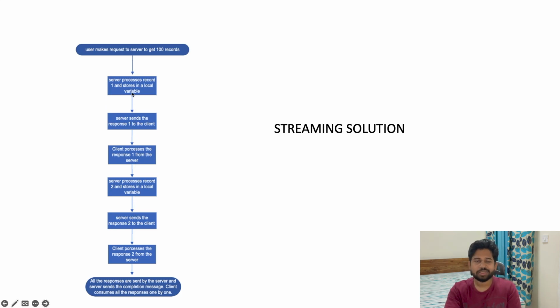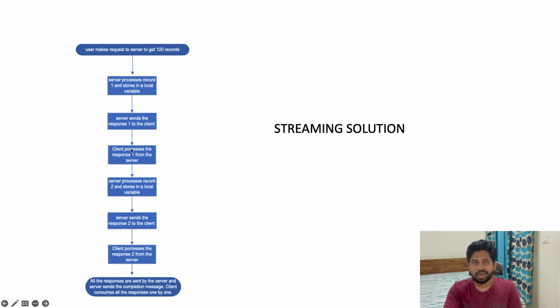So there will be cases when the server is processing record 1, and the server is also processing record 2, record 3, and whichever record comes first will be sent back to the client. So the code becomes very much independent, and a lot of cycles are saved. For example, now the client is not at all free.